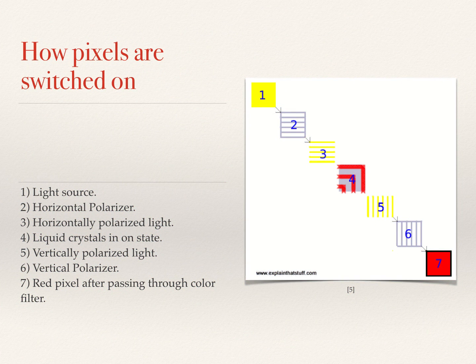How are pixels switched on? The first three steps are the same as the previous case. In the fourth step, our liquid crystal is in the on state, which means they are twisted, which causes the light to change its polarization from horizontal to vertical. This light then passes through a vertical polarizer unaffected. In the next step, this light passes through a color filter, which gives us our desired color.